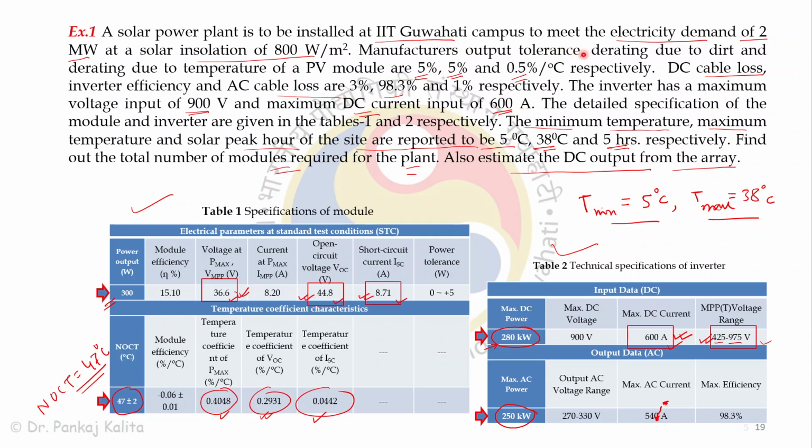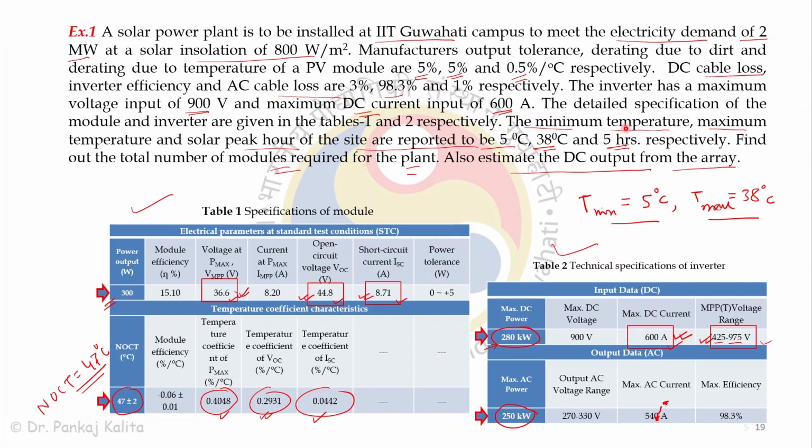The manufacturer's output tolerance derating, derating due to dirt, and derating due to temperature of the PV modules are 5%, 5%, and 0.5% per degree Celsius respectively. DC cable losses, inverter efficiency, and AC cable losses are also there. The inverter has a maximum voltage of 900 volts and maximum DC current of 600 ampere. A detailed specification of the module and inverter are given in Tables 1 and 2.